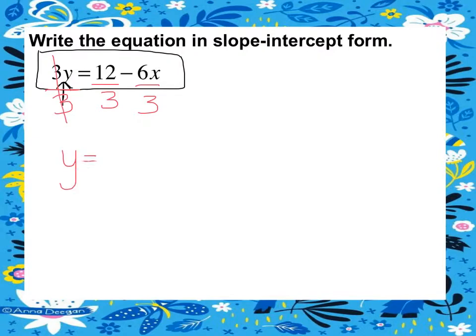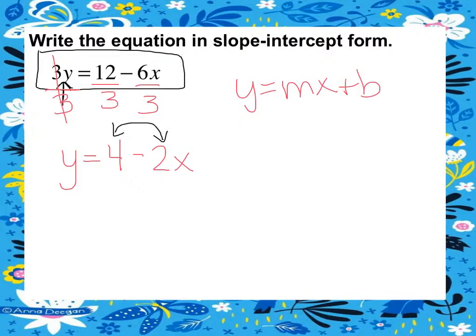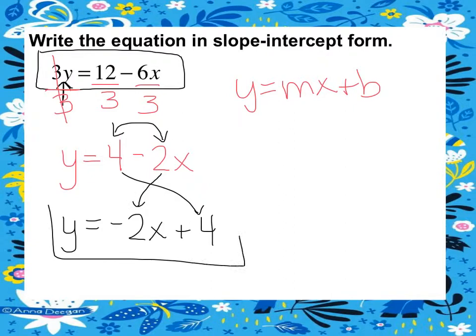I get y equals 12 divided by 3 is 4, and 6 divided by 3 is negative 2x. Now, this is not in slope-intercept form yet, because slope-intercept form is y equals mx plus b. Notice I need to switch the 4 and the negative 2x, and then it would be in slope-intercept form. So my final equation in slope-intercept form is y equals negative 2x plus 4. The 4 is positive, so it's plus 4, and the negative belongs with the 2x, so it's minus 2x. And now I have my final equation, and it's in slope-intercept form.